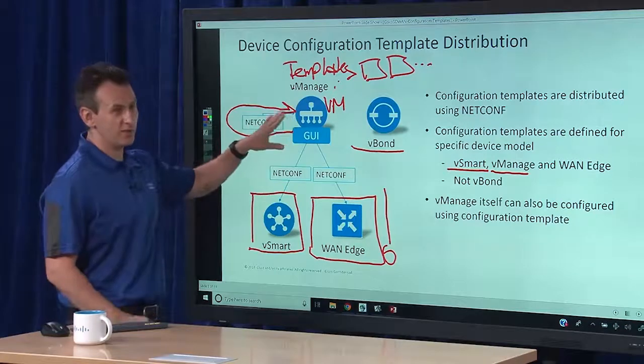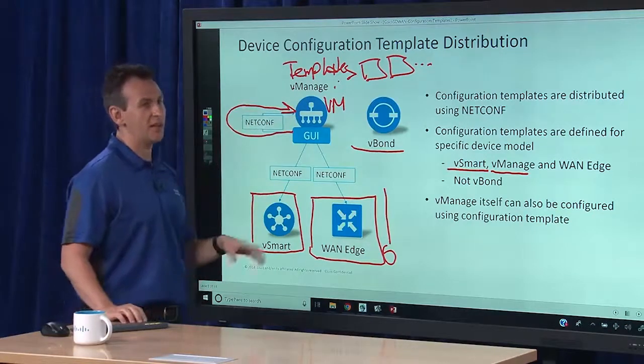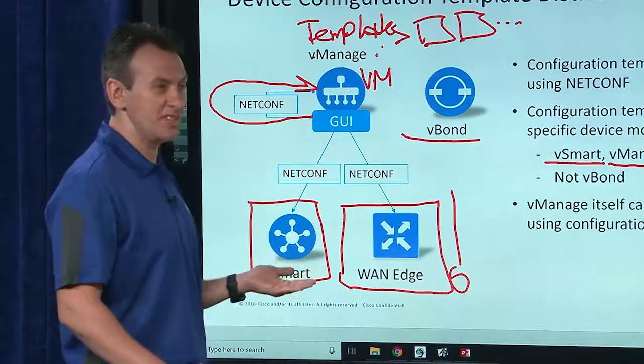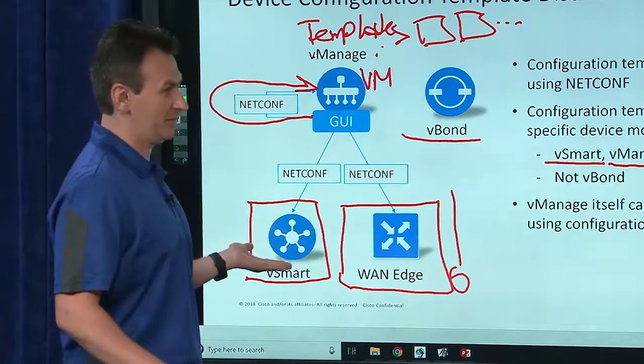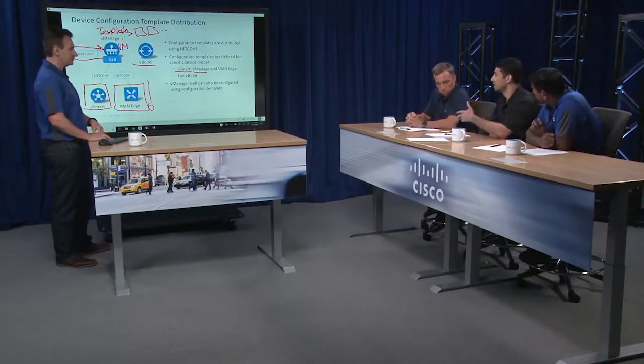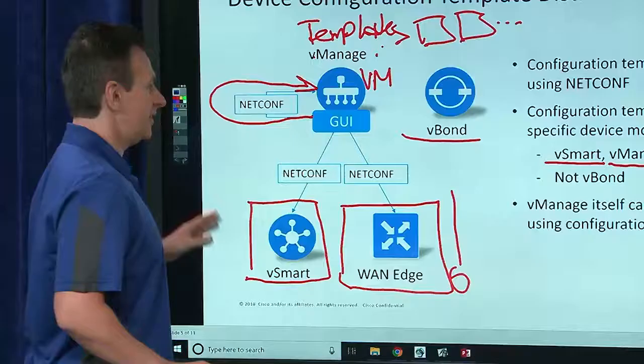vManage doesn't require that. You can keep it in CLI mode. But personally, I like templates, so I use the opportunity to attach templates when I can. So in the system template, in the feature template, there's a policy portion as well, correct? That is correct.